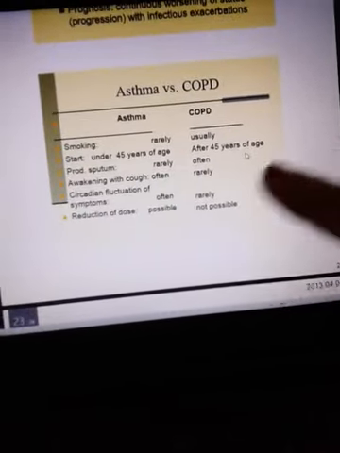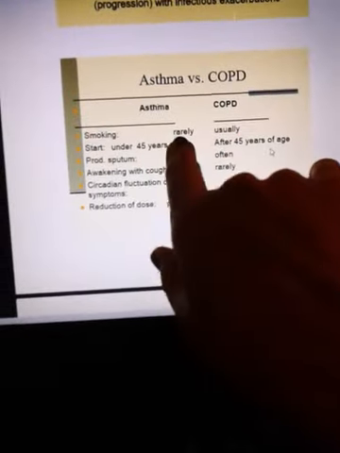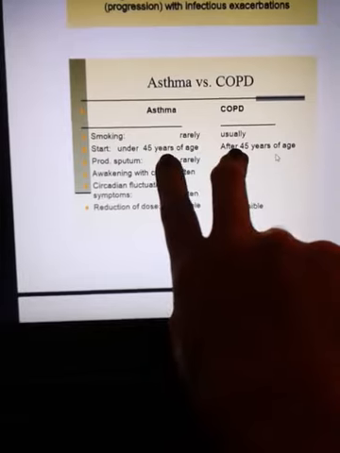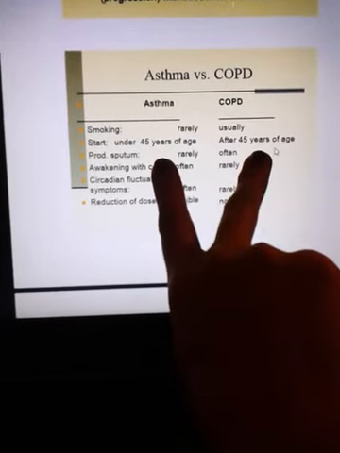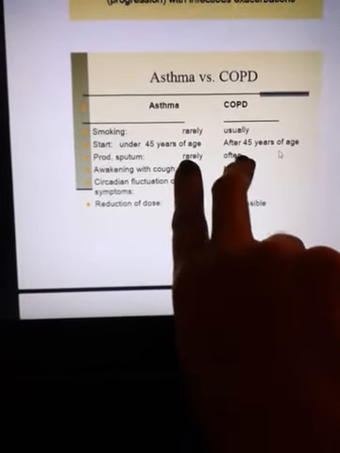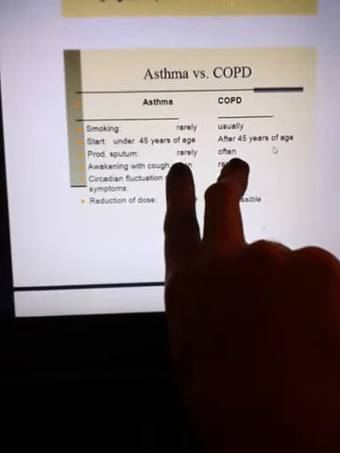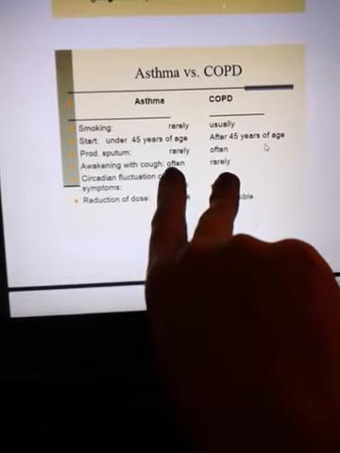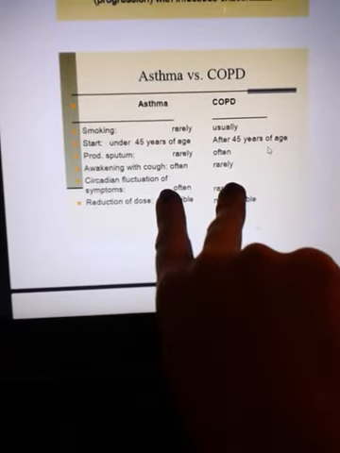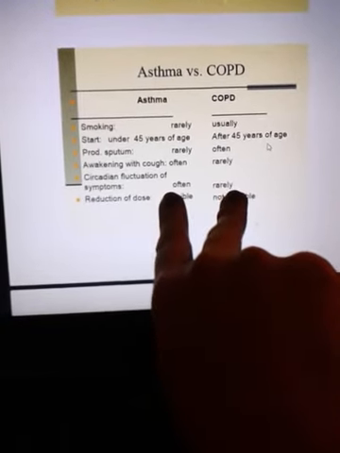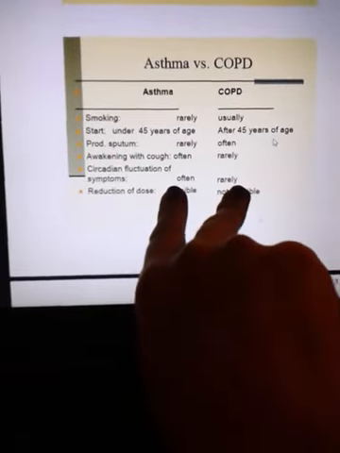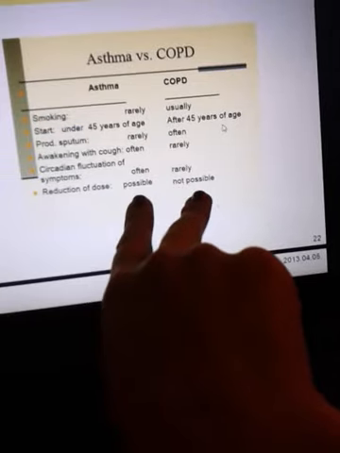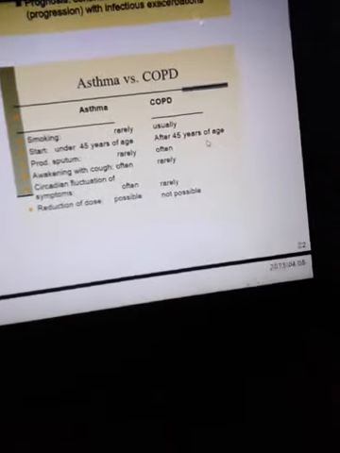What is the difference between asthma and COPD? Smoking is rare in asthma but usual in COPD. Start under 45 years of age, versus after 45 years of age. Production of sputum is rare in asthma but in COPD is often. Awakening with cough is often in asthma but in COPD is rare. Circadian fluctuation of symptoms is often in asthma but rare in COPD. Circadian یعنی شبانه‌روزی. Reduction of dose is possible in asthma but not possible in COPD.